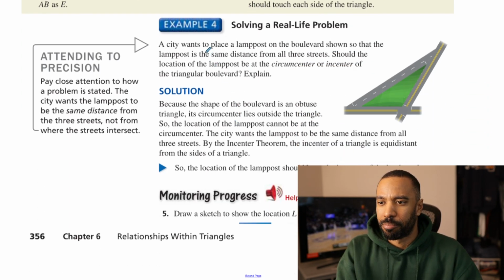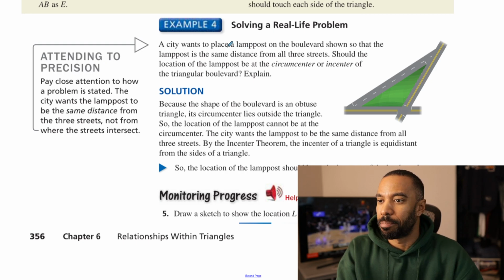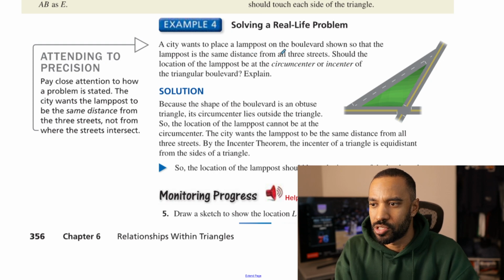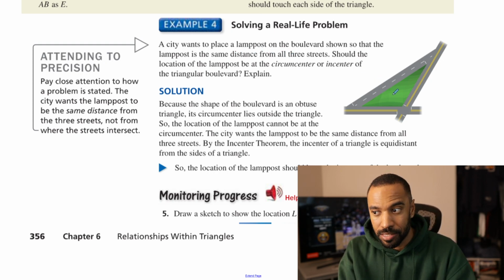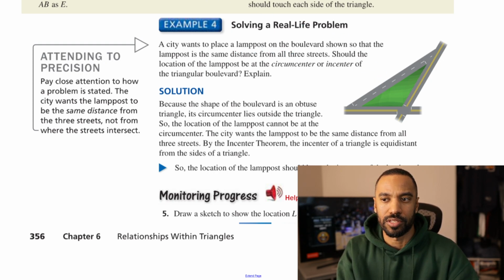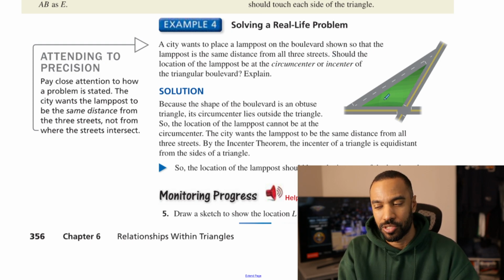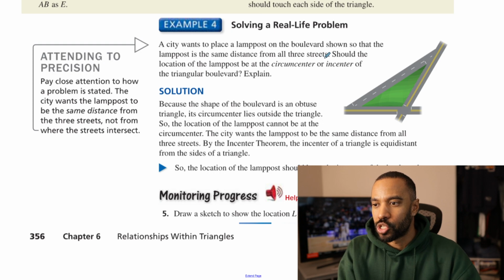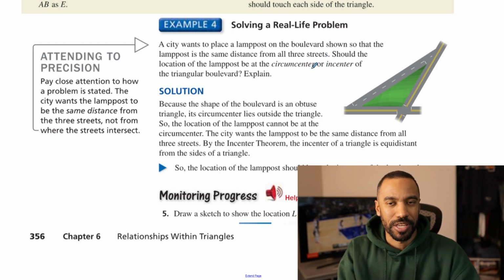Okay, solving a real-life problem. A city wants to place a lamp post on the boulevard shown, so the lamp post is the same distance from all 3 streets. That means the closest distance to the streets is the same. That means we're talking in-center. Should the location of the lamp post be at the circumcenter, or, I just answered it. Circumcenter or in-center of the triangular boulevard? Explain. It should be at the in-center.